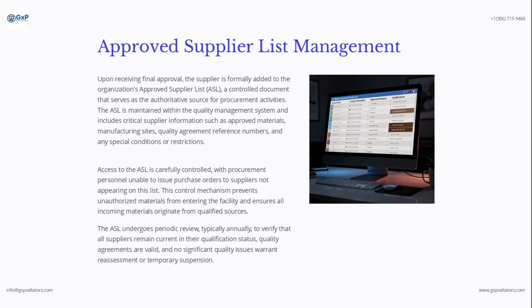The approved supplier list is a controlled document that ensures only qualified suppliers are used for procurement. Regular reviews verify compliance, maintaining the integrity of the supply chain.